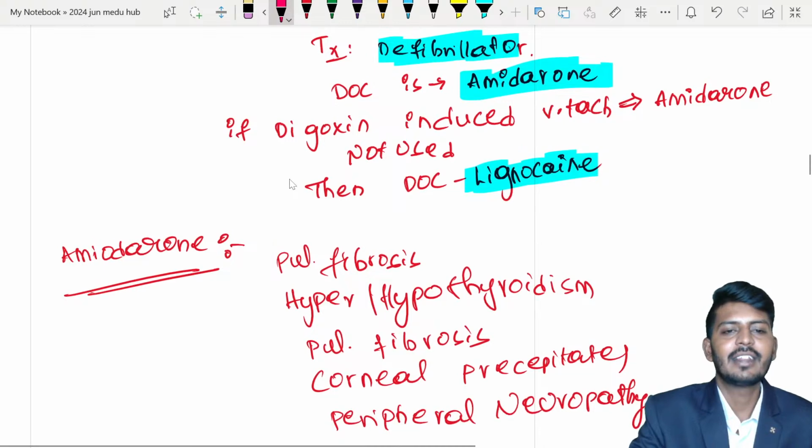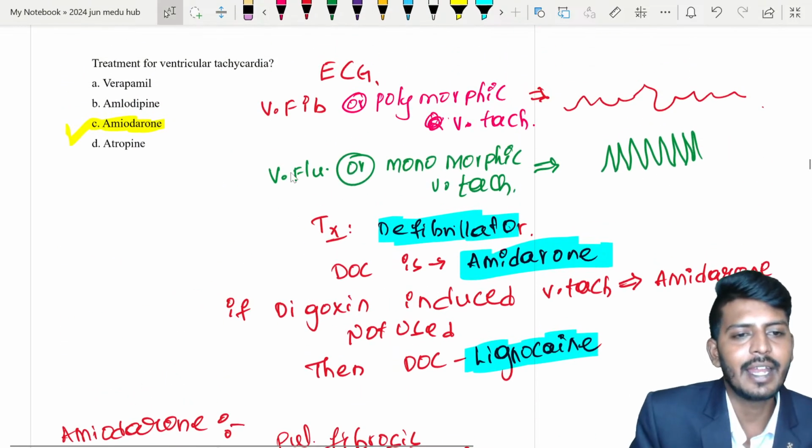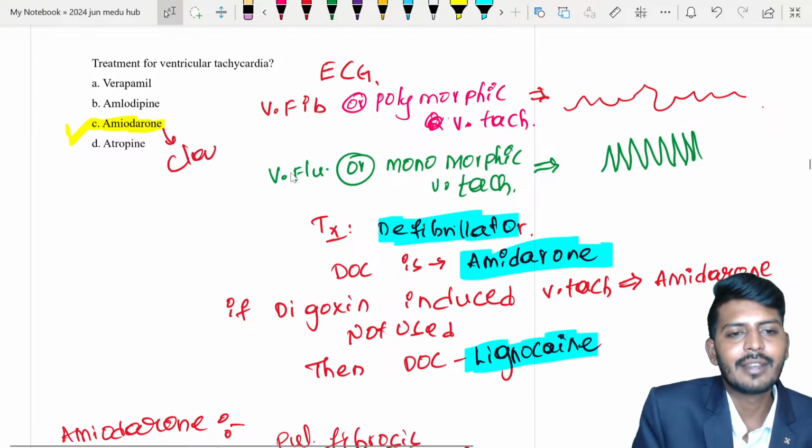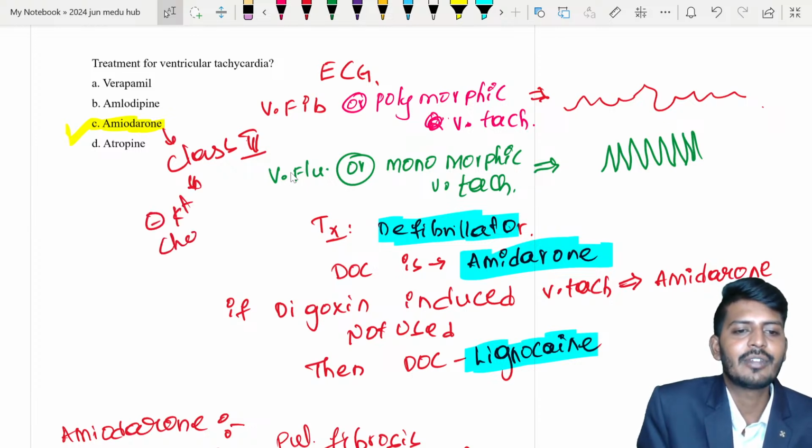Then the mechanism of action. After giving such a long list, why haven't you studied the mechanism of action? Amiodarone is a class 3 antiarrhythmic drug. It acts by inhibition of potassium channels on the heart. Okay, sir?